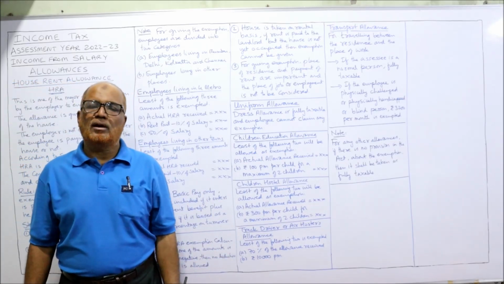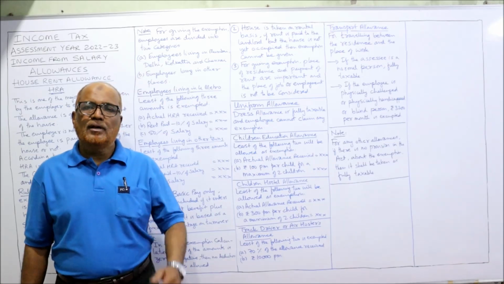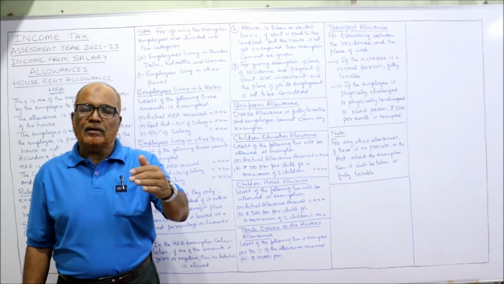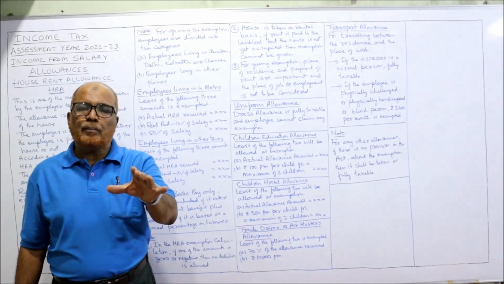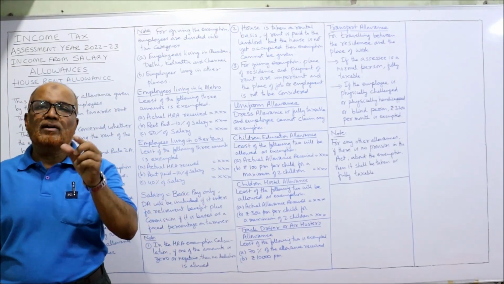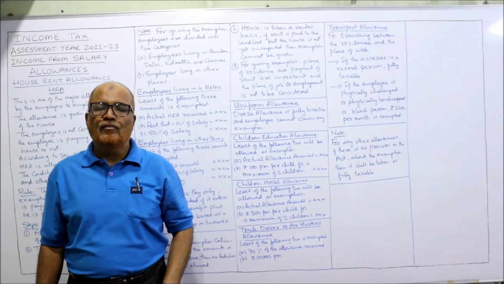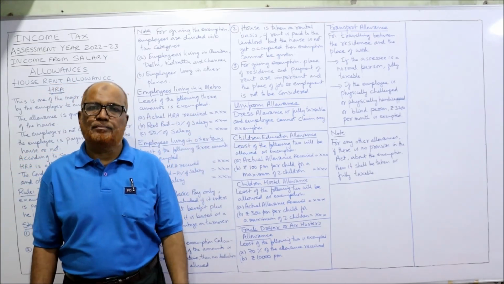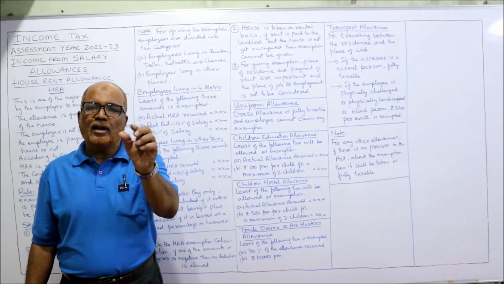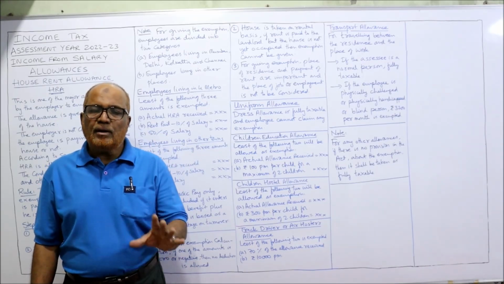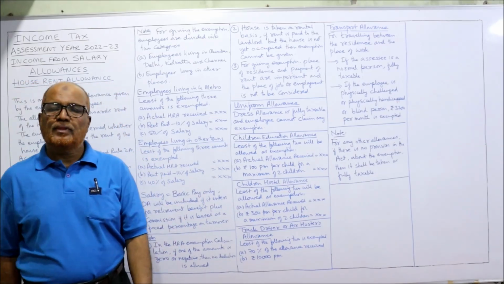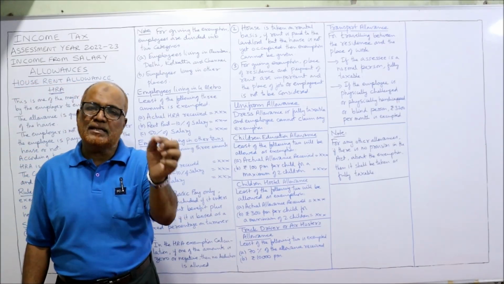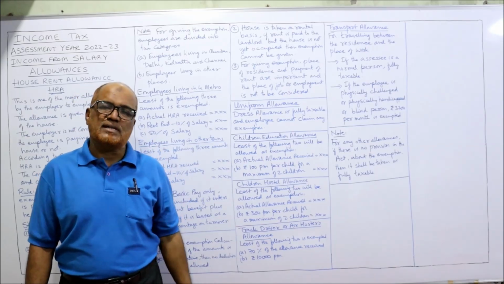Children education allowance. Sometimes the children of the employee are taking education in certain schools. For that purpose, the employer is giving a fixed allowance to the employee for meeting children education. That is called children education allowance. Income Tax Act says the least of the following two amounts will be exempted, the remaining amount is taxable.